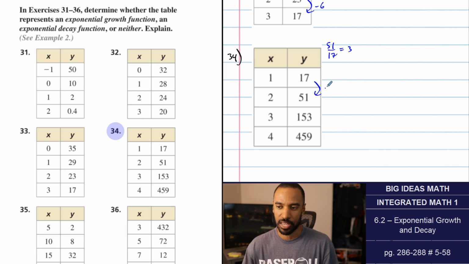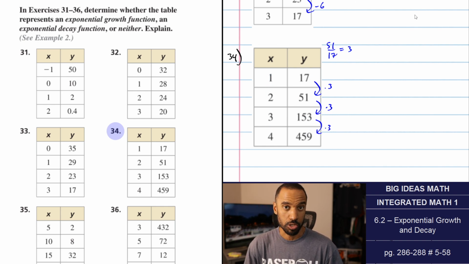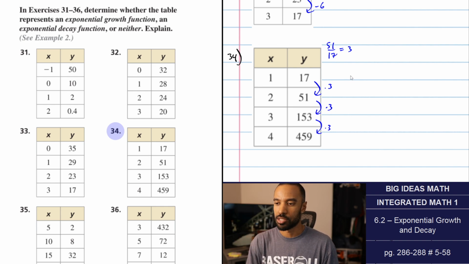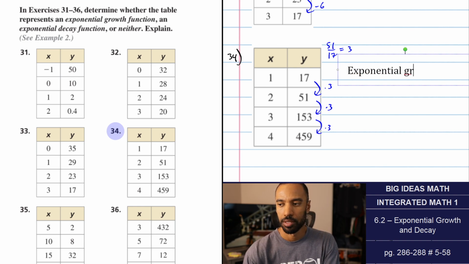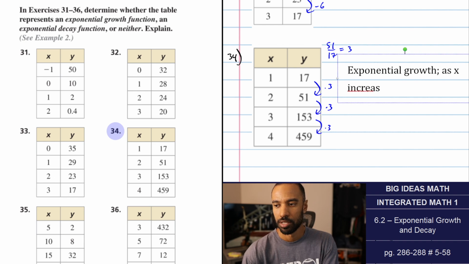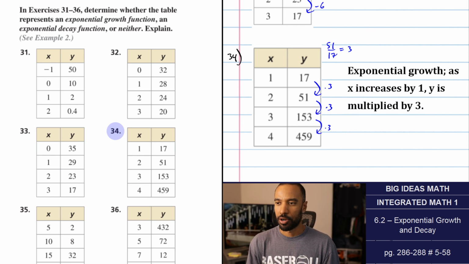The question is, as x increases by a constant 1, is this times 3 153? I'd say yeah. And this one here, I'd also say, yeah. I don't think it's a trick. Like, they go like, ha, it was actually 458, you idiot. You should have really checked it. No, that one's increasing constantly. This is increasing by a constant multiple, constant ratio. So, yes, this is exponential, but it's exponential growth. Exponential growth. As x increases by 1, y is multiplied by 3. Okay, number 35.